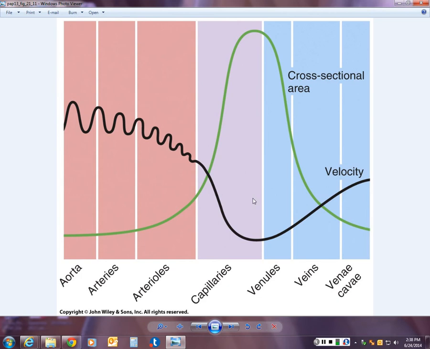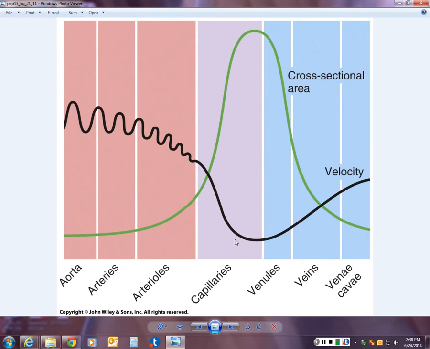Now what happens is the vessels that take up the most space collectively are the capillaries, so their total cross-sectional area is the highest. So therefore, according to what we just said, their velocity or speed should be the lowest. And this makes some sense because it takes time for exchange to occur. You don't want the blood moving so fast that you don't have time for the capillaries to do their job, which is to accomplish exchange. So the velocity or speed of flow is lowest in the capillaries to allow for exchange.